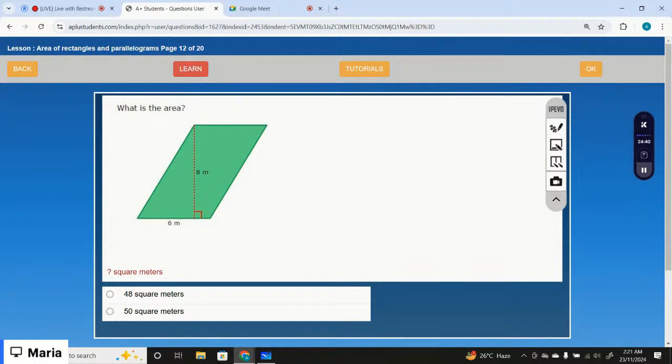What is the area? Which is the correct option? That is 8 times 6 equals 48. Option number 1 is the correct option. Okay, you can complete the lesson by yourself later today. Let me just move on to the next lesson.